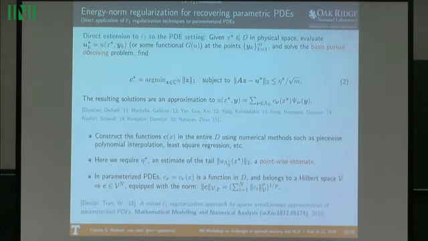So let's move to PDEs, and I'll say a little bit about this, and how this is related to joint sparsity. I call this energy norm regularization for recovering PDE solutions, and the reason is that if you think about what you're doing in compressed sensing, you're solving a complex problem in the sense that you have realizations of the function, or complex-valued realizations of the functions.